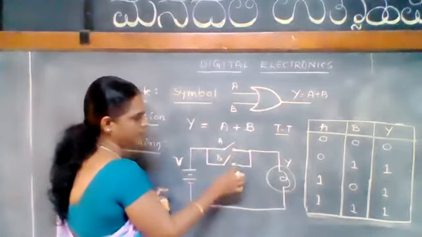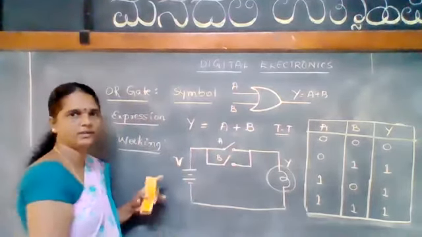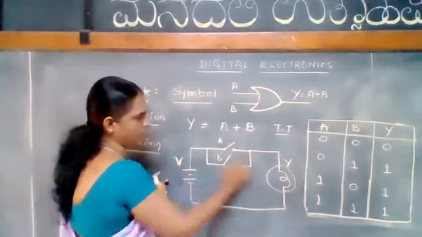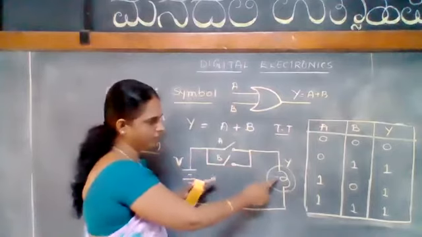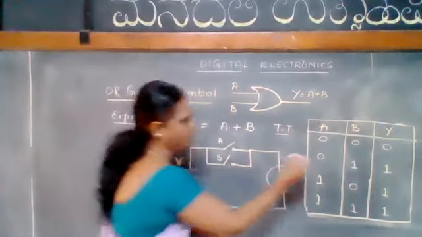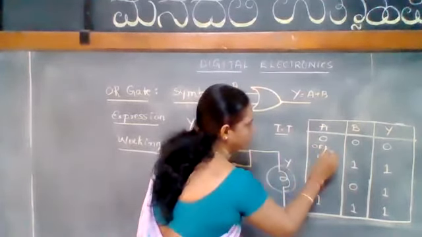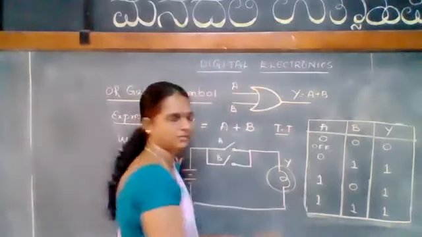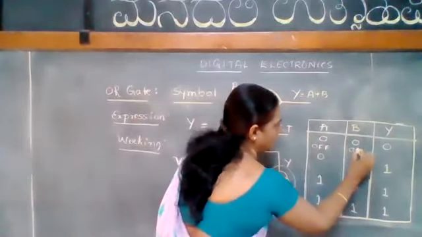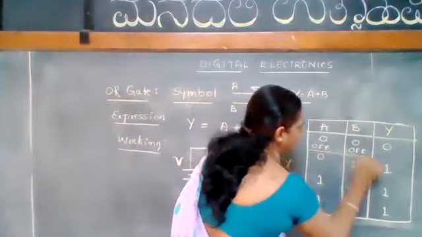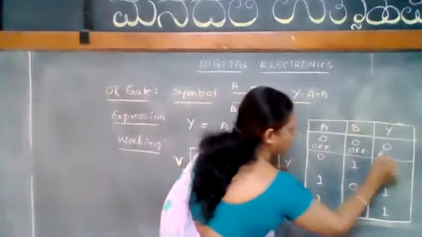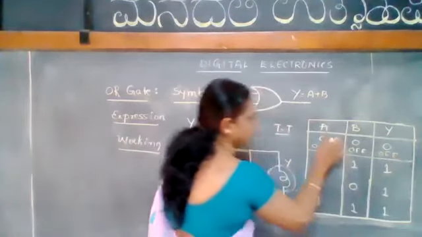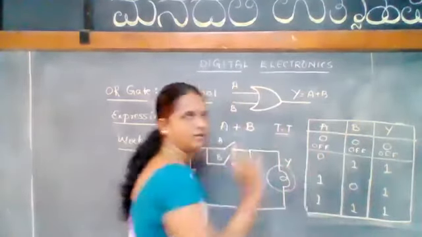Now consider both the switches are off, 0 and 0. Definitely there is no path for the current to flow through the bulb. Therefore the bulb remains off. Let me write, both the inputs are off. A is off, B is also off. In this case, the bulb is also off. So this is switch 1, switch 2 and the bulb.